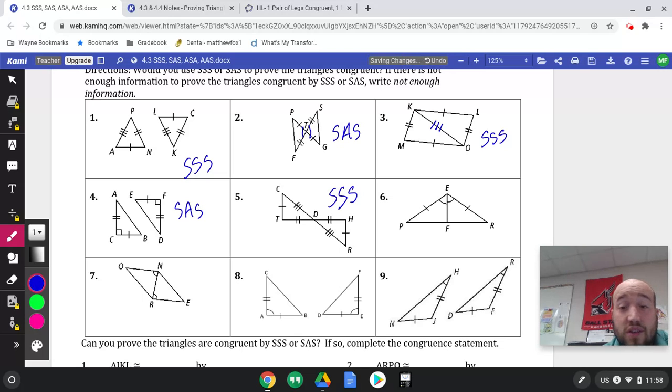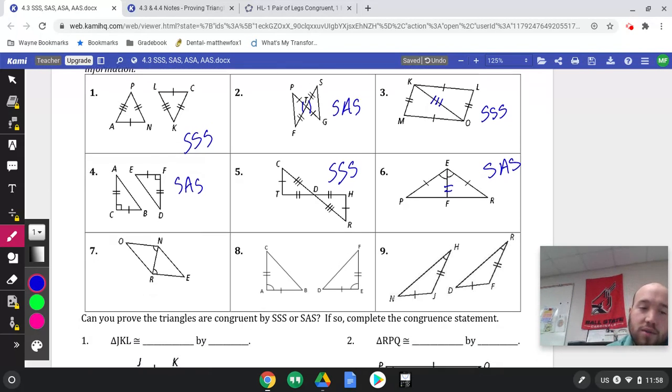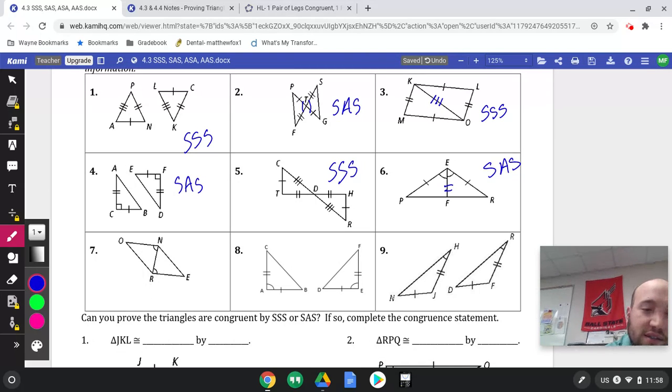Number 6 doesn't currently have enough information, but I know EF is the same because of reflexive property. So now I have side, angle, side. Number 7, all I've got is one angle. I could add a side here because of the reflexive property, but that is not enough information. So I'm going to put NEI for not enough information.